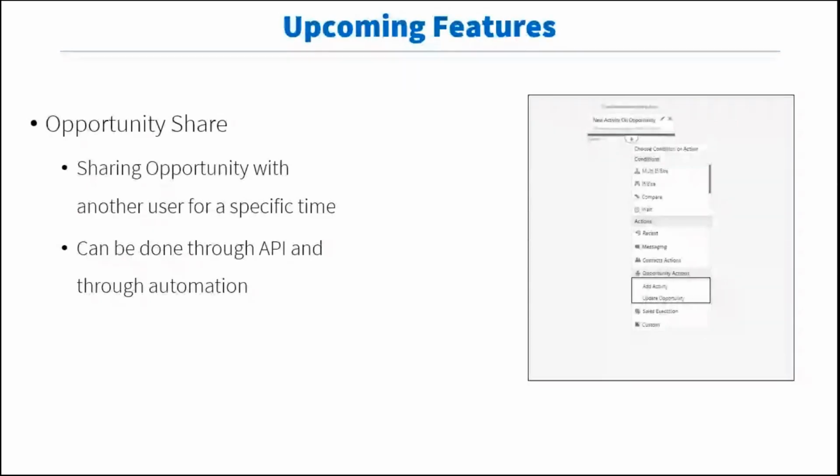And this will also be enabled. This can be done through API and will also be enabled through automation. Like I said, if it reaches a certain stage or if a new activity is performed, on that trigger, we can enable opportunity share.